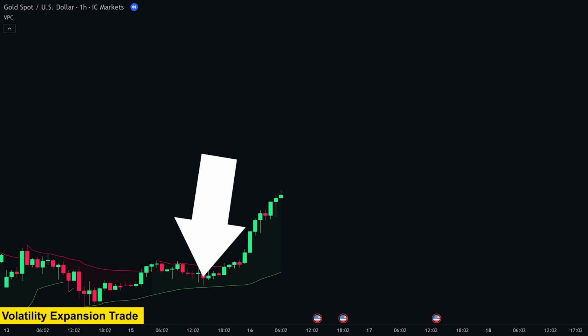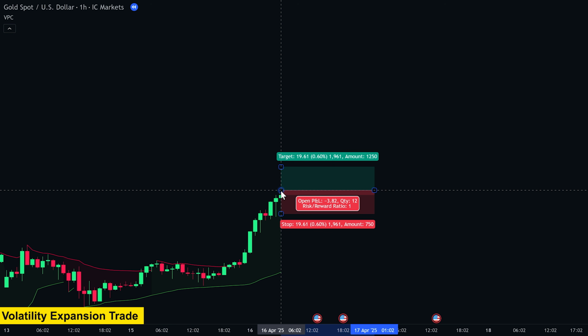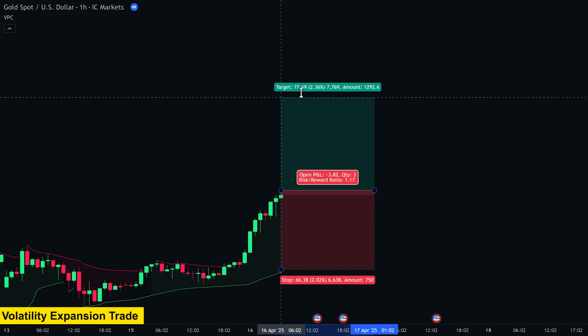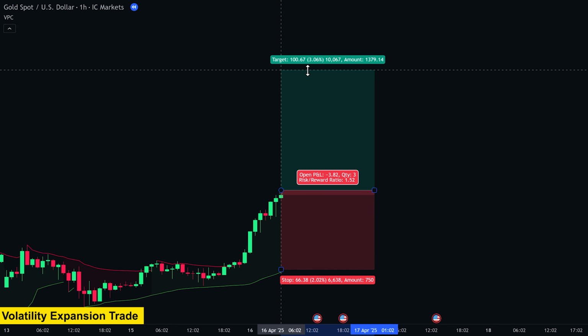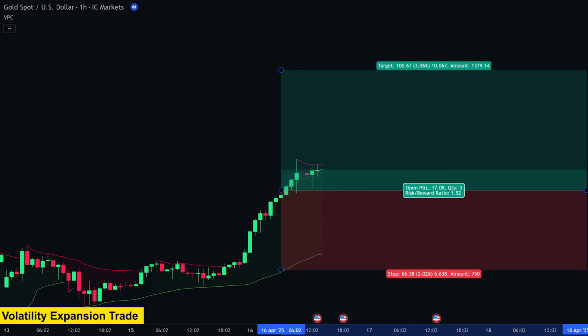When the VWAP channel was narrow and then suddenly expands upward with rising volume, that signals bullish volatility expansion. You can enter a buy trade in the direction of the upward breakout. Place your stop loss just below at the lower VWAP. Set your take profit target at a 1 to 1.5 risk-to-reward ratio. If you allow this trade to run, you will see that volatility drives price higher and your profit target is easily achieved. And that's how you can trade with the VWAP Price Channel Indicator.